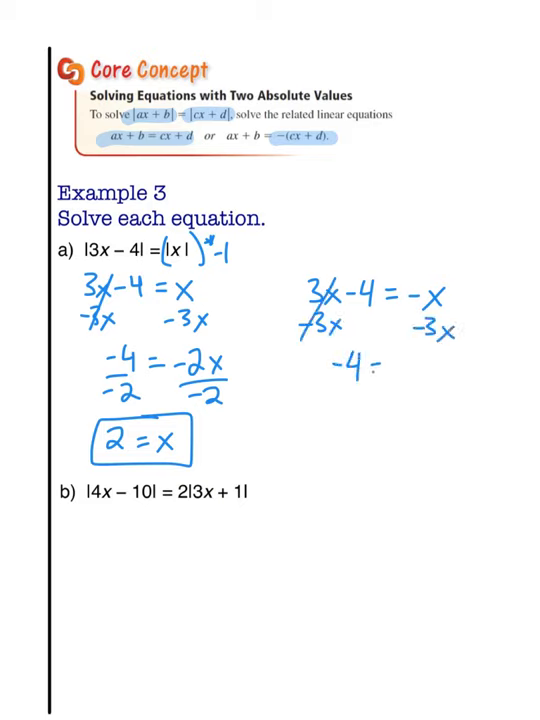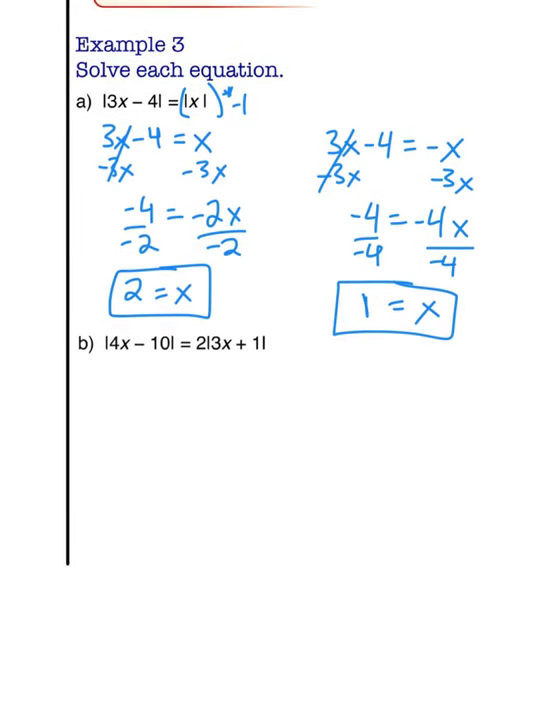All right, in the other solution, if I subtract 3x from both sides, it cancels out on the left. I'm left with negative 4 equals negative 1x minus 3x, or negative 4x. Divide both sides by negative 4, and I get 1 equals x. X equals 1. So those are my two solutions to that equation.